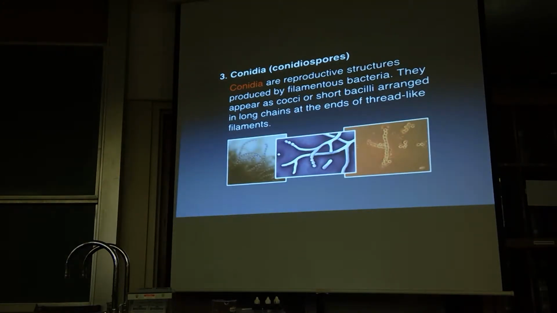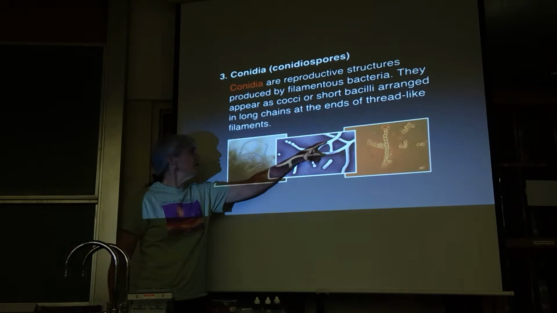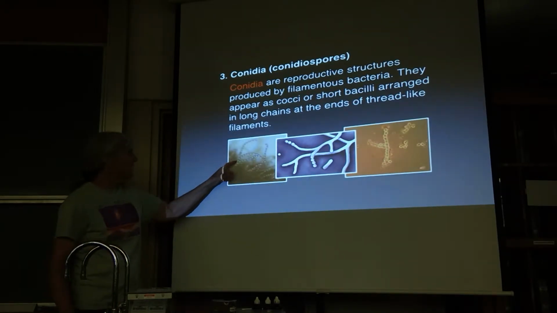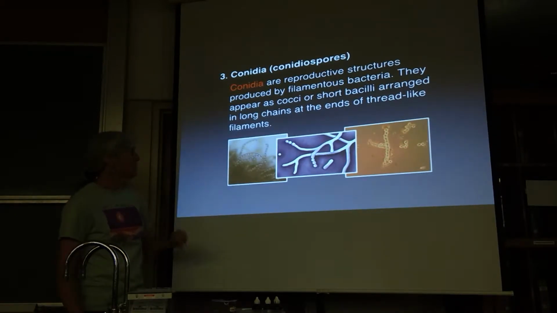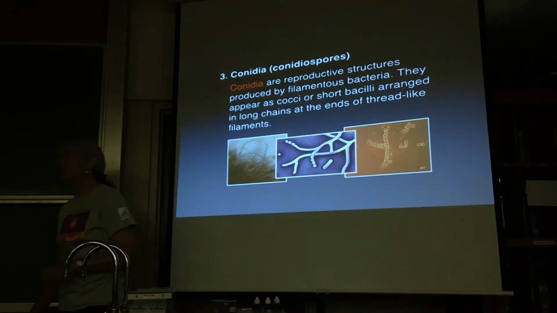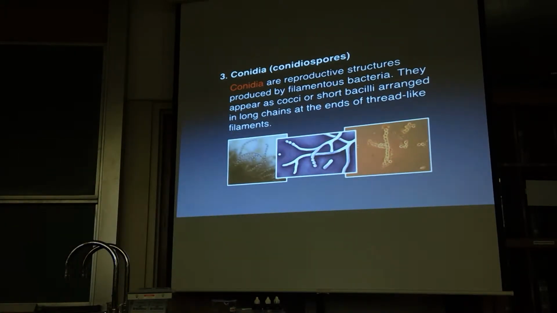So here we see the diagrammatic representation. The filamentous bacteria, again, long strings and often branching. Here are the conidia at the end. This is an actual photomicrograph showing conidia. These are not quite so cocci shaped. They're more like bacilli. These you can't see the filament they're attached to, but that's how those things form.